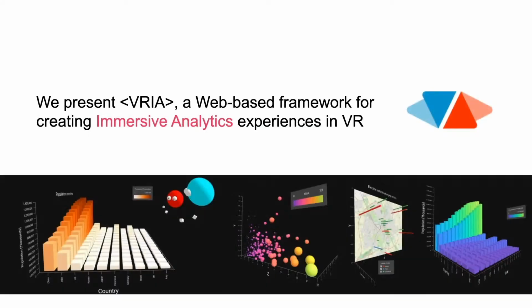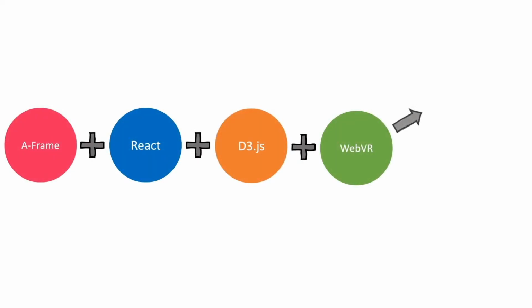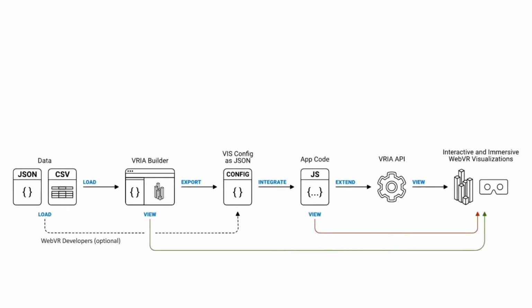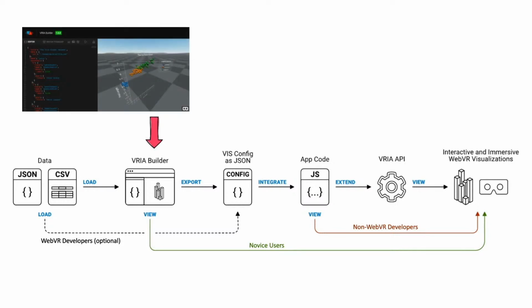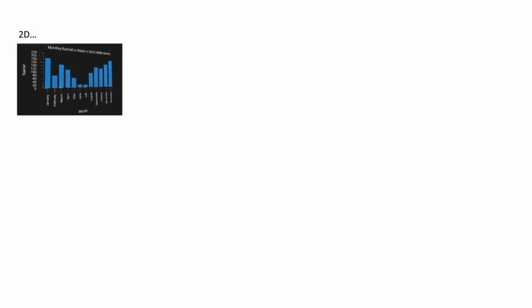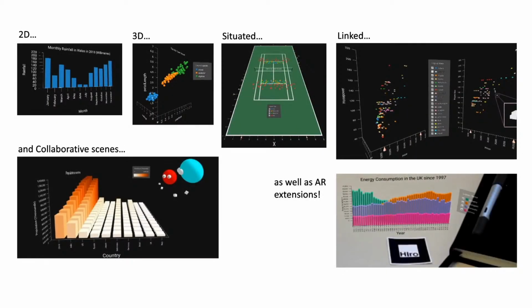We present VRIA, a web-based framework for creating immersive analytics experiences in VR, built upon popular web technologies and enabling the implementation of VR experiences in a web browser, accessible on many platforms. VRIA offers a visualization creation workflow for different levels of expertise using a bespoke builder tool, a declarative grammar, and an API for extensibility. We present a series of use cases along with considerations on performance, scalability, and lessons learned.